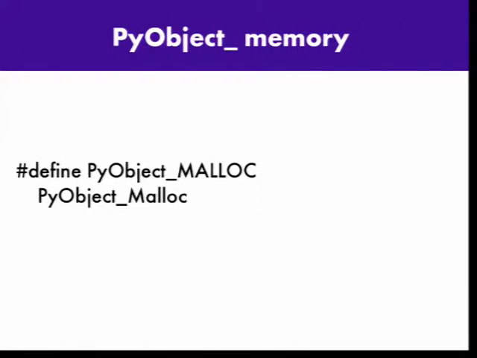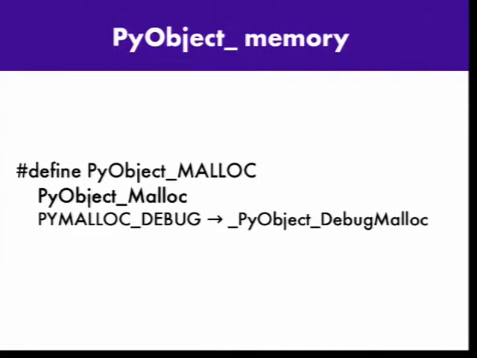So there's the function called _PyObject_Malloc, and there's also a preprocessor-defined PyObject_MALLOC with all caps. In general, I recommend using the preprocessor defines just so there's a little bit of extra compile time flexibility. And again, if you have PyMalloc debug turned on, it calls into the mini Valgrind.